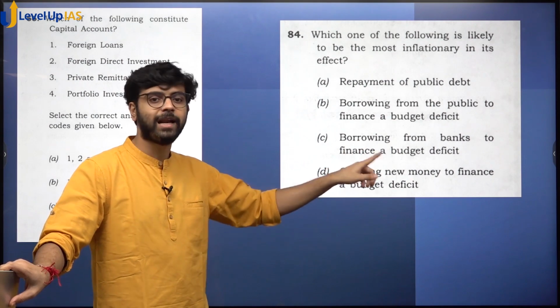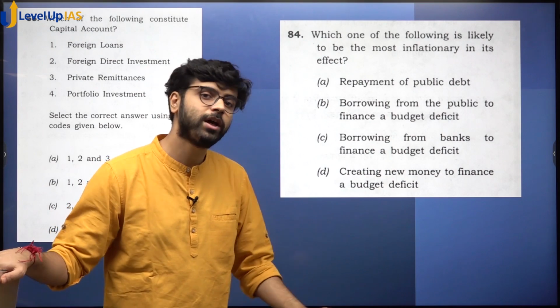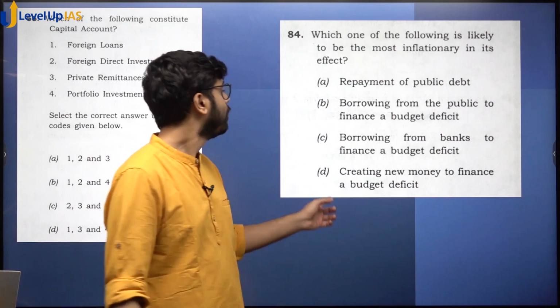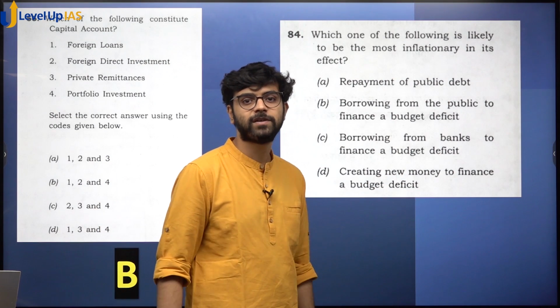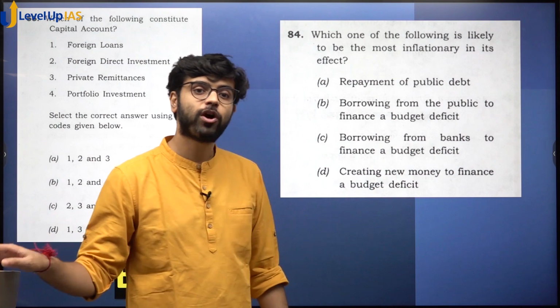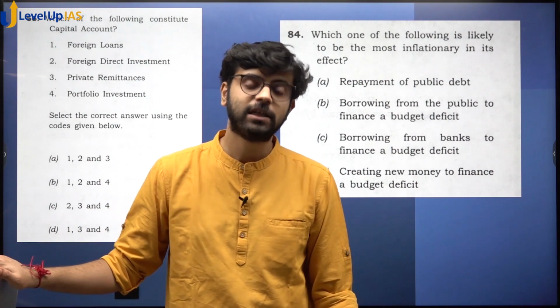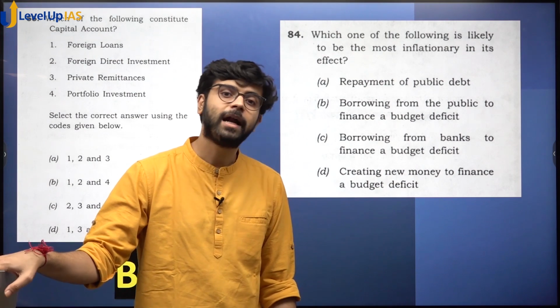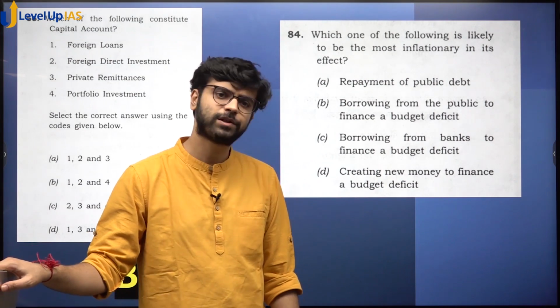Borrowing from banks to finance a budget deficit. This will result in crowding out because interest rates will rise. So obviously inflation will not happen. Creating new money to finance a budget deficit. Remember RBI has stopped monetization of budget deficits. RBI stopped issuing currency for financing budget deficits. Remember 1997, 2006, we have discussed all of that.